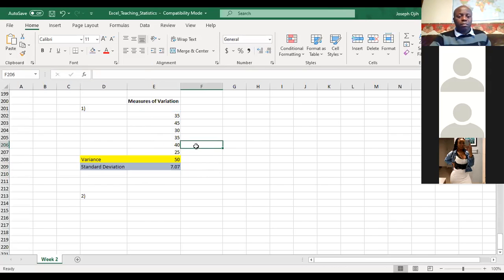Okay. You can see the difference. Now, if you have a large data set, you might consider using this approach, variance and standard deviation. I think we're almost done.